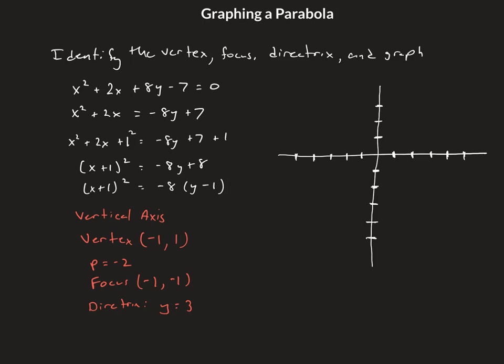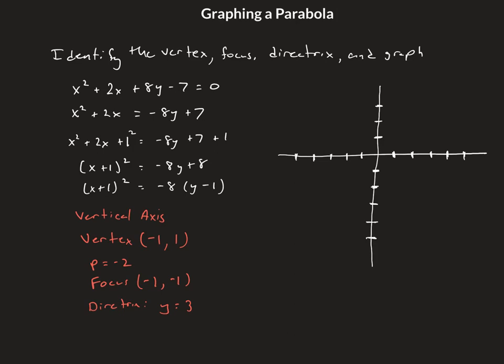In this case, we're going to sketch the parabola. I'm going to go through, identify the vertex, the focus, and the directrix, and then we'll graph the parabola. All we're given here is this equation. The equation of the parabola is x squared plus 2x plus 8y minus 7 equals 0. Right away, I know that this one is going to have a vertical axis of symmetry, and I know that because I have an x squared here.